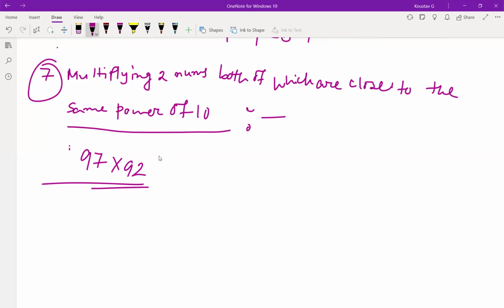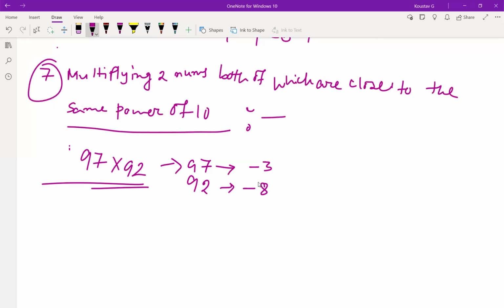Suppose this 97. We will write it as minus 3, as 100 minus 97 means 3 less, because 97 is obtained as 100 minus 3. Then 92 is minus 8, meaning 100 minus 8. Then take the sum of the two numbers, including their signs, along either one of the two diagonals. It will be the same in both cases.